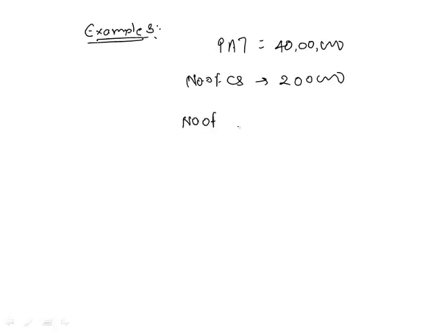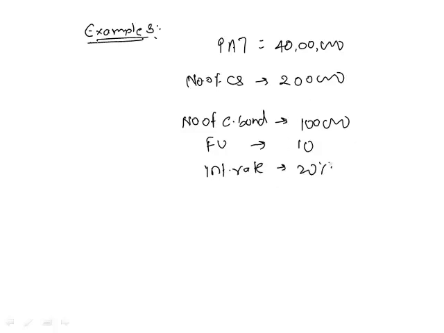Number of convertible bonds 100,000. Face value of convertible bonds 10. Interest rate 20%. Tax rate 30%. First, simply calculate basic EPS.